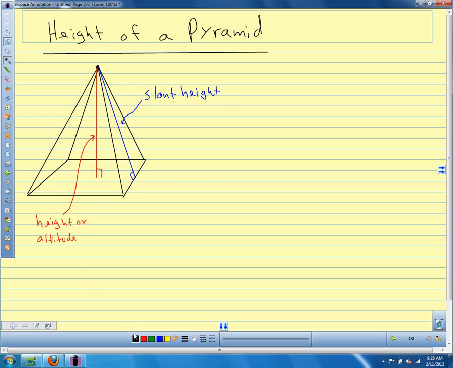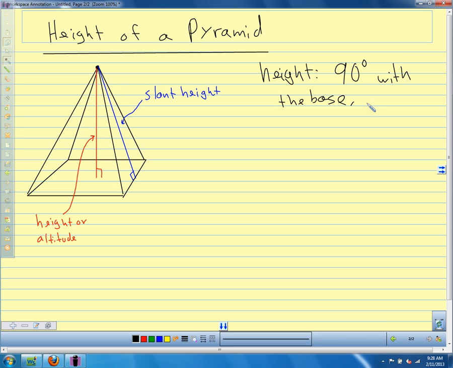Yes? Wouldn't the slant height be the same as the lateral height? So the slant height goes to the middle of the base edge, not to the corner. So let's write in what we're saying here. The height makes a 90-degree angle with the base, and it goes to the vertex. So you can kind of think of the height as going up the middle of the pyramid. And we'll talk a little bit more about that in just a second.